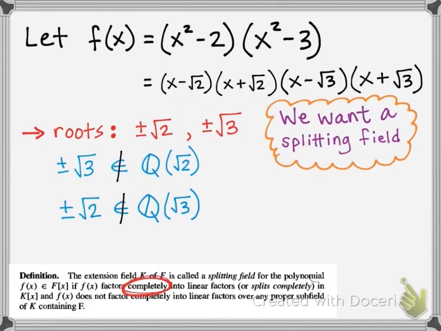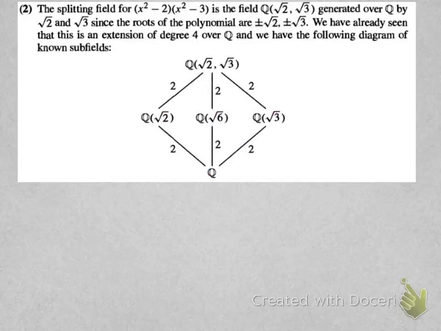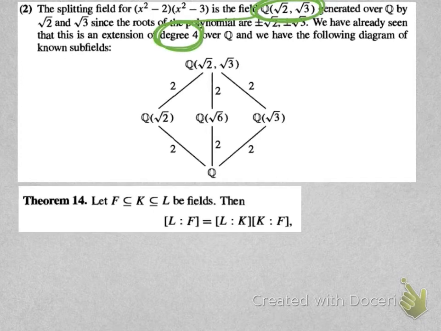As is given to us in the text, we know that the splitting field that we are looking for is this one right here. And so now we can take in its diagram. At first glance, you'll notice that they're telling us that the degree of the splitting field is 4. That is per theorem 14.